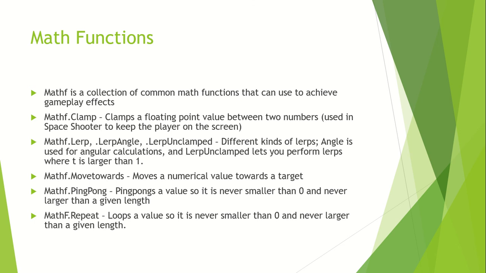MathF ping pong we've seen before. It ping pongs a number between 0 and whatever top end you pick, basically. MathF repeat loops a value so that it's never smaller than 0 and never bigger than a given length. So instead of getting a back and forth ping pong, you could use that for a platform that moves to a certain point and then falls off a ledge and then spawns again, moves to a certain point, falls off a ledge. Or all sorts of other things, obviously.